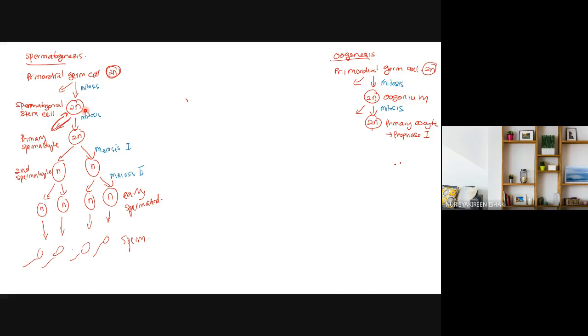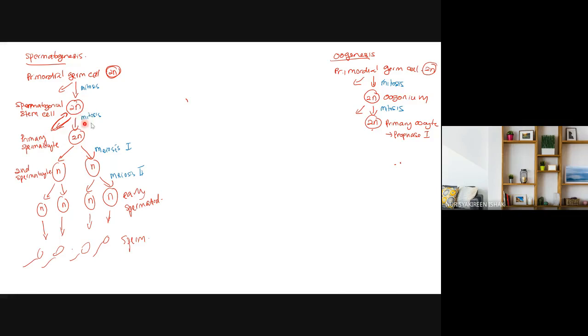Okay, ploidy level. Bila soalan tu guna istilah ploidy level kan, you have to identify whether the cell is diploid or haploid. So you have to know the ploidy level, either it is in the diploid condition or haploid condition. Okay, so you have the primary spermatocyte.